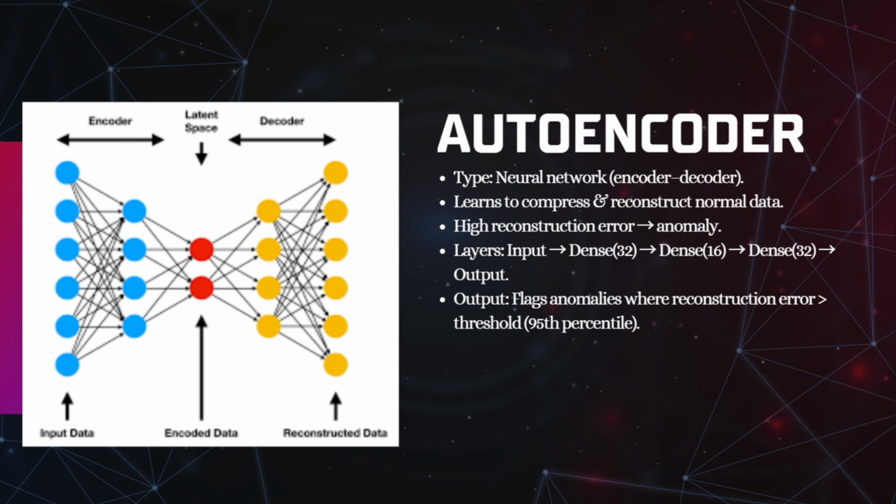The second algorithm is autoencoder. Autoencoder is a type of neural network used for anomaly detection. It has an encoder that compresses the input and a decoder that reconstructs it. The model learns to reconstruct only normal patterns during training. When we input anomalies, the reconstruction error becomes high because the network has not learned those patterns. So by setting a threshold on reconstruction error, in our case 95%, we can easily classify data as normal or anomaly. This makes autoencoder powerful for capturing nonlinear and complex patterns in data.